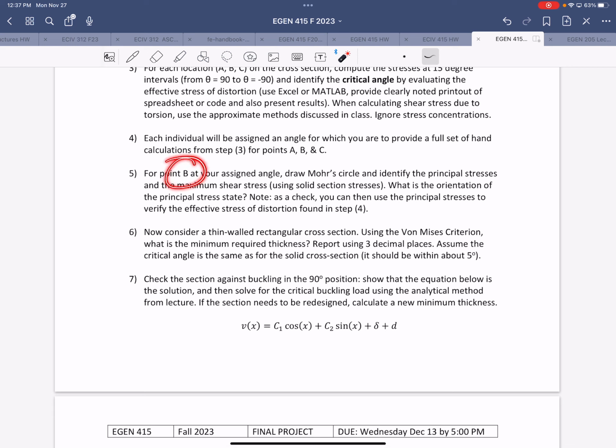For point B at your assigned angle, I'm asking you to draw a Mohr's circle and identify the principal stresses and the maximum shear stress, right? For this, just treat it as a solid cross-section. All right, so we're still in solid cross-section land. And then figure out what is the orientation of the principal stress state.